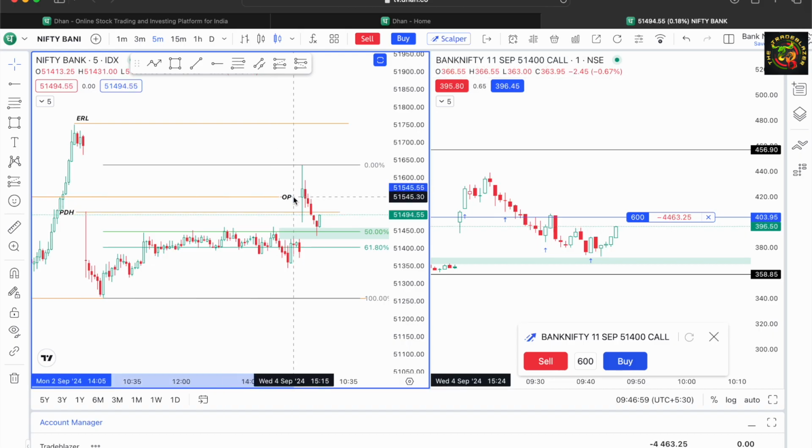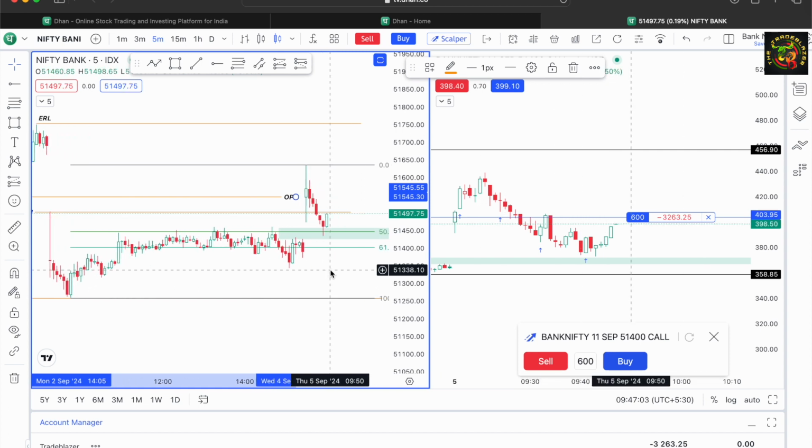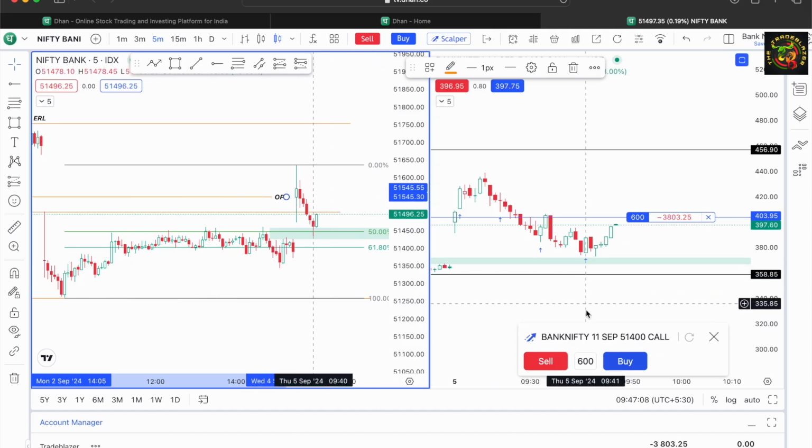When price tries to reach the support level around the fib golden zone, we'll see how this trade goes on. Right now it is running with a small loss.